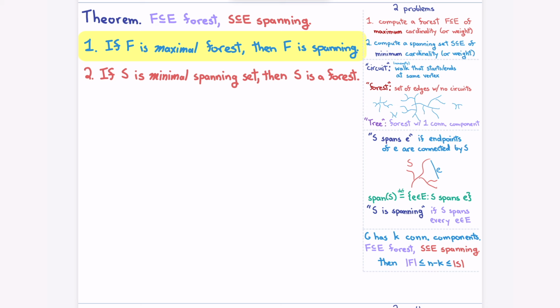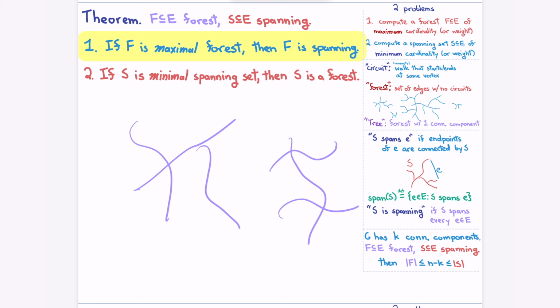The claim: if a forest is maximal, then it's spanning. That means that any edge is already connected by your forest. Why? Yeah, so if you have an edge that's not spanning, then what can you do? You can add it to your forest. It doesn't induce a cycle because it's not spanning. So it wouldn't have been maximal. You have a contradiction.